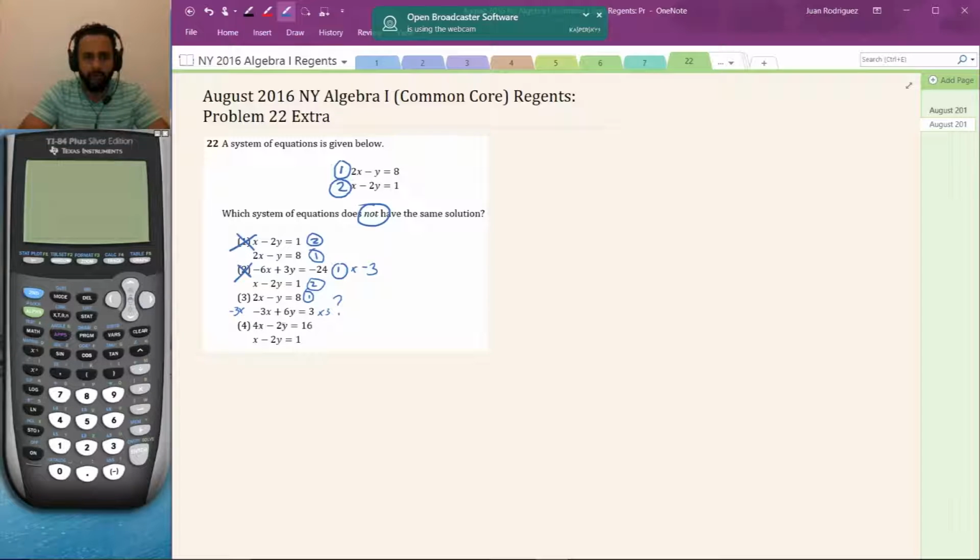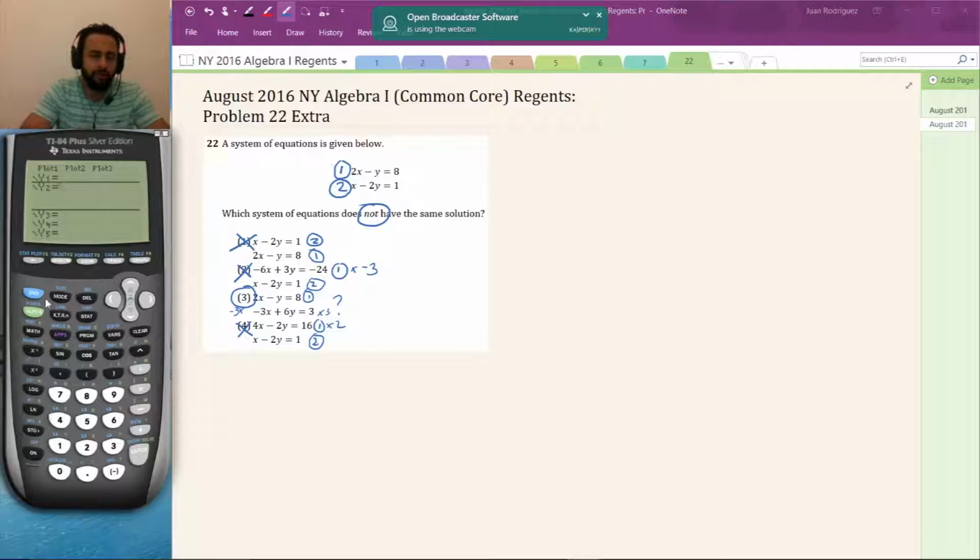This one, 4x minus 2y equals 16. This is equation 1 times 2, and x minus 2y equals 1. That's just equation 2. So in fact, each of these individually is equivalent to the original. So this is in fact the answer. So how do we do this to check?